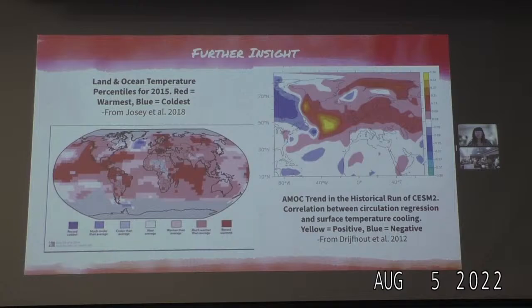And then one of the other things that we were looking at is, are these cold anomalies occurring due to atmospheric forcings, or are they because of a slowing of the Atlantic Meridional Overturning Circulation? And from Dreyfus et al., they did a historical run of the Community Earth System Model and found that there was a positive correlation between the slowing of AMOC and the temperature coolings that we see.